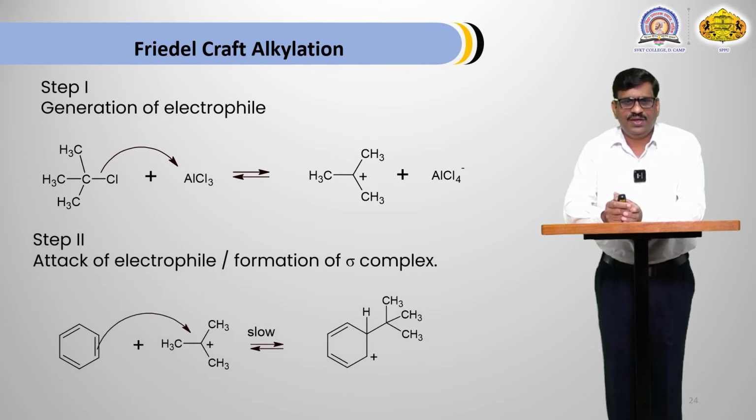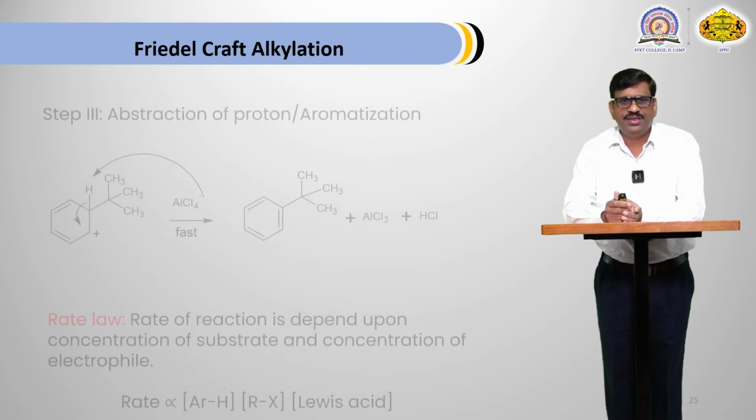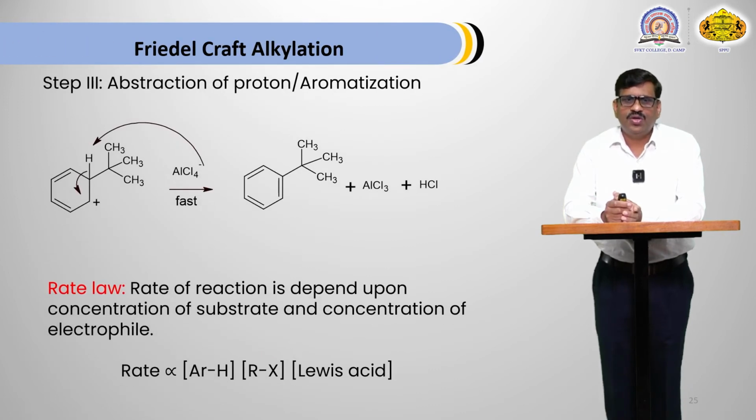Step two is attack of the electrophile. The pi electron system and that positively charged species interact with each other, and there is formation of sigma complex. And in the final step there is aromatization, abstraction of proton. AlCl4 minus, which is generated in the reaction medium, abstracts that proton, and finally we get alkyl benzene as a product.